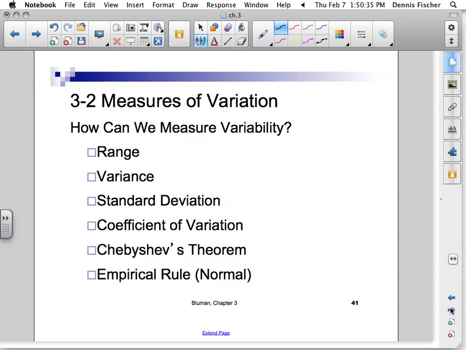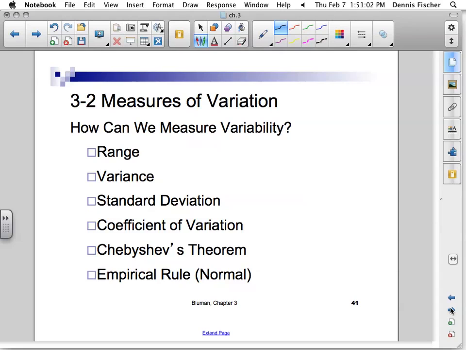Coefficient of variation, I remember that. Chebyshev's theorem and the empirical rule, we did that. The empirical rule kind of goes back to the normal curve. Chebyshev's theorem is one where it's not normal. It's a little less forgiving. Coefficient of variation tells you how confident your values are.